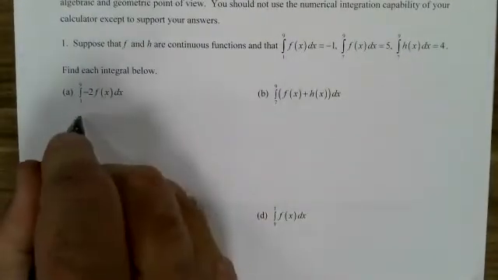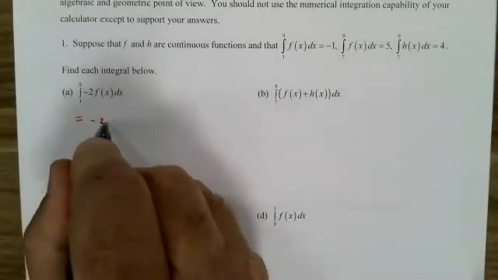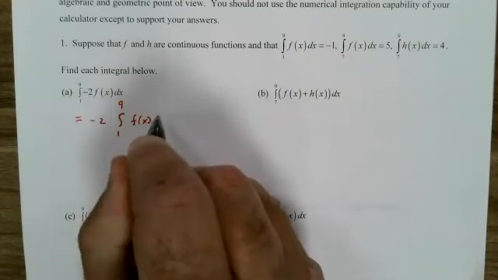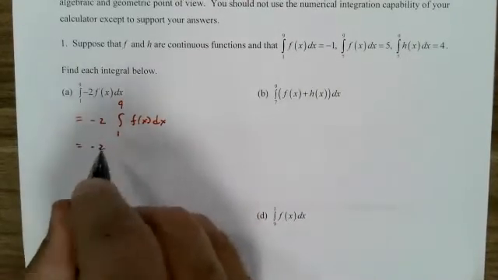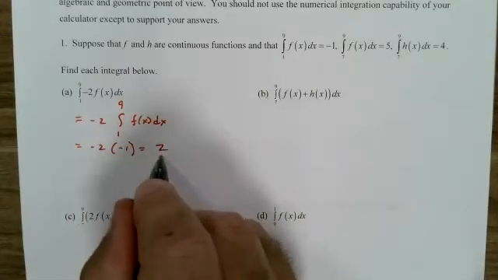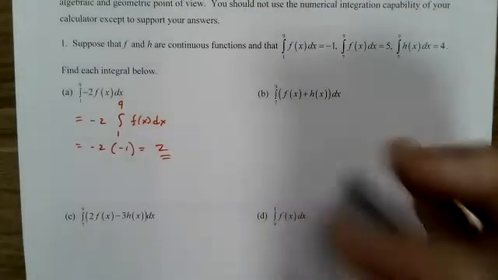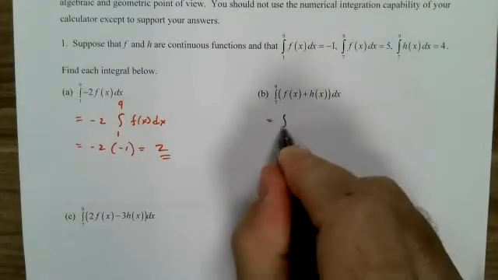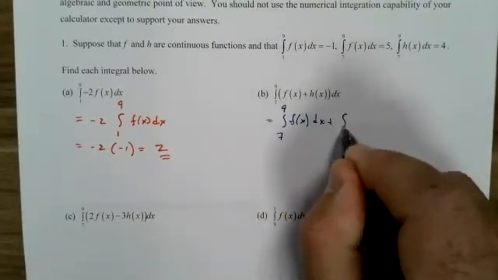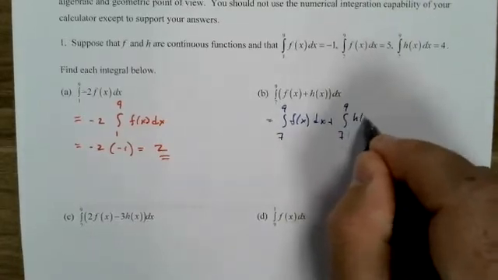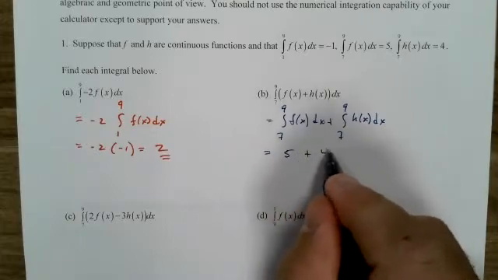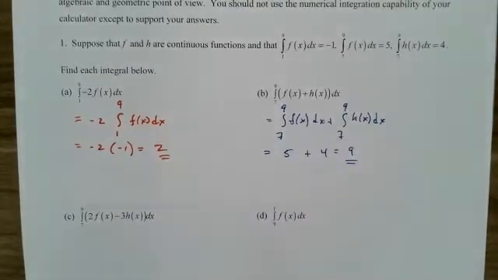beware. I'm going to just run through these. This is put the -2 out front. Integral 1 to 9, f of x dx, -2 times, -1, 2. Calculator really wouldn't help you with any of these. This is integral from 7 to 9, f of x dx, plus integral 7 to 9, h of x dx equals 5 plus 4, 9.